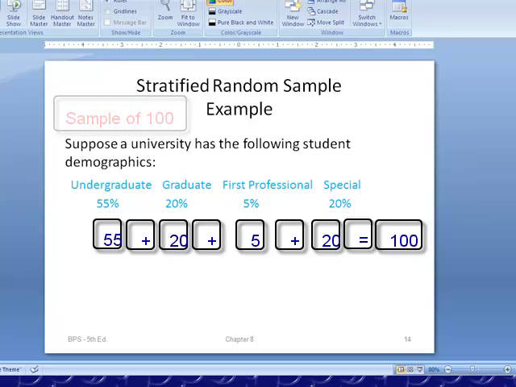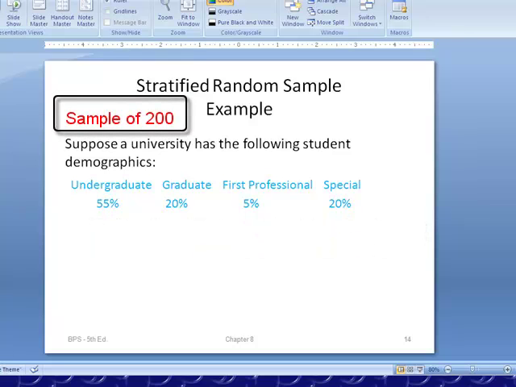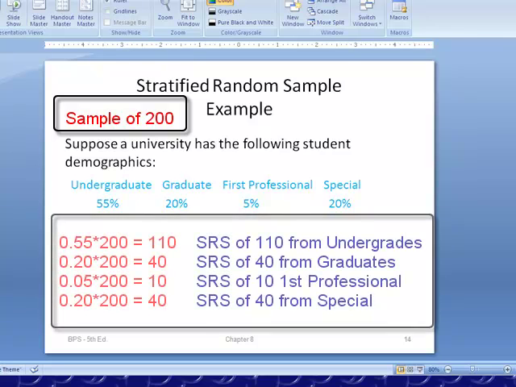Now let's take another example. What if I wanted 150 in my sample? How would I do this? Well, let's say, to make numbers nice, let's say we want a sample of 200. How would I go about finding my stratified random sample? Well, I want 55% of my sample to come from undergraduates. So if I want a sample size of 200, I'd say 0.55 times 200, which gives me 110.